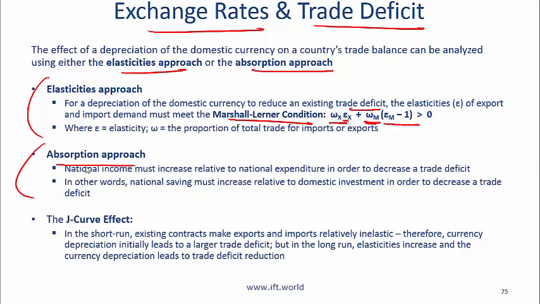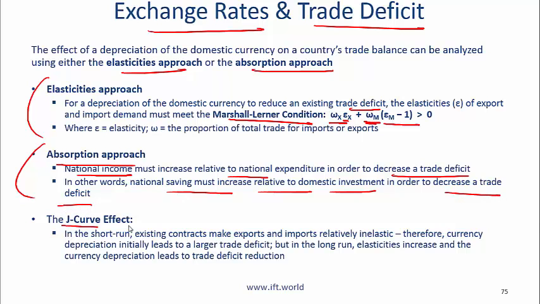According to the absorption approach, the national income must increase relative to national expenditure in order to decrease the trade deficit. In other words, national savings must increase relative to domestic investment in order to decrease a trade deficit.